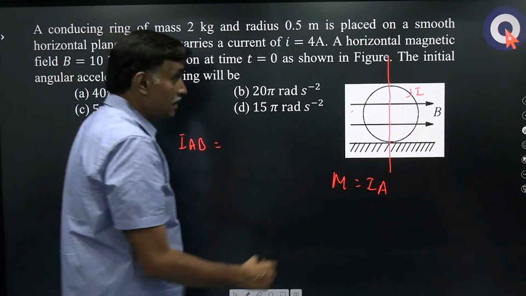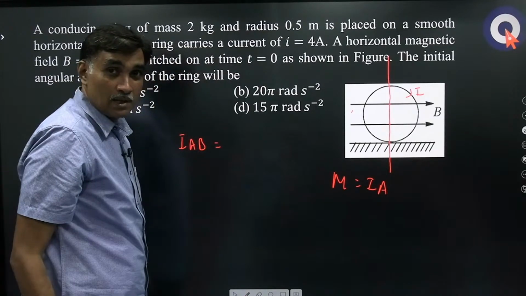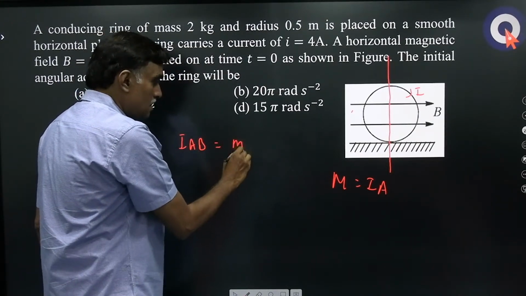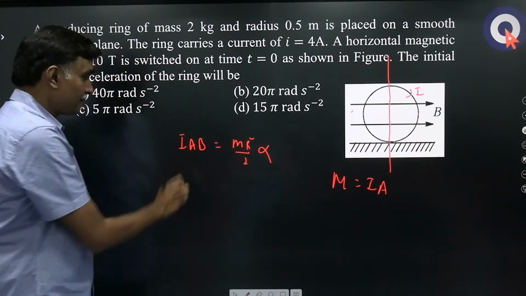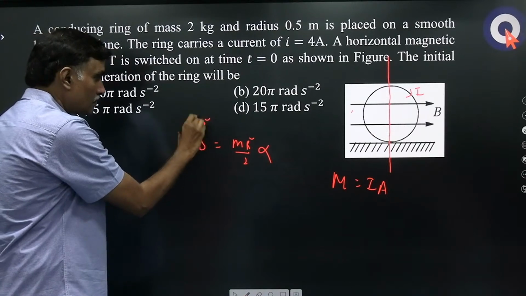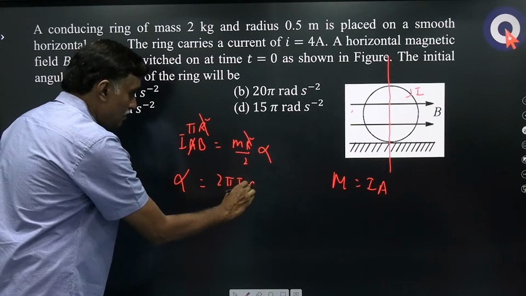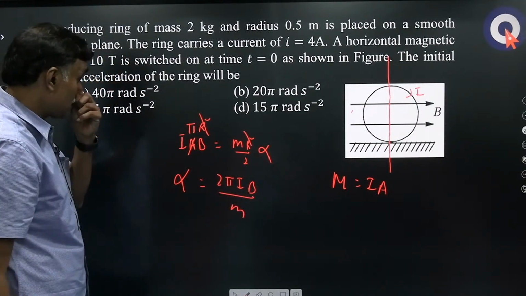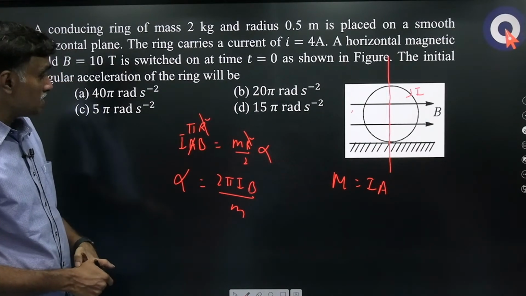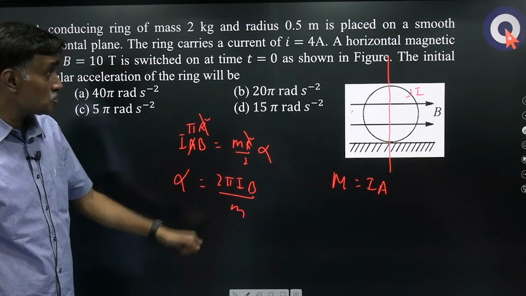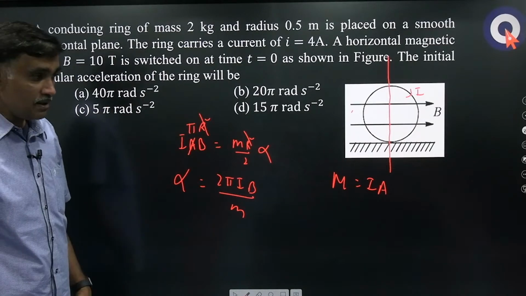What is the moment of inertia of a ring about a diameter? About the axis it is m r square, about a diameter it is m r square by 2, into alpha. But the area is pi r square. R square cancels, so what is alpha? 2 pi I B by m. So that is the angular acceleration. Okay. So what is I given? 4 ampere. Radius is not required, I think. Mass is 2 kg. I is 4 and mass is 2 kg, so this gives 2. And the magnetic field is 10. So we will get 40 pi radian per second square.